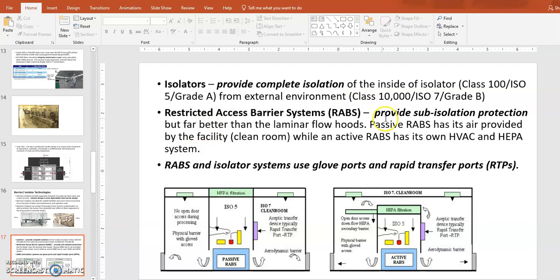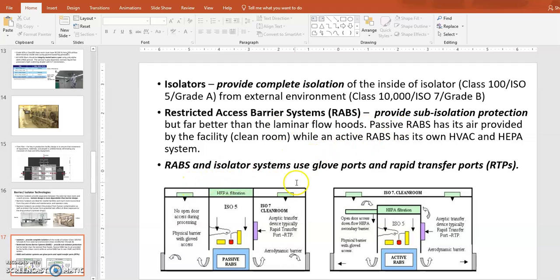And there is the RABS system, which stands for Restricted Access Barrier System. The RABS system provides sub-isolation protection, but is far better than the laminar flow hood. There are active and passive RABS. The difference is, does it have its own HEPA filter unit? If it does, then it's an active RABS. If it doesn't, it depends on the HEPA of the clean room, and it's a passive system. So they are good protective units.